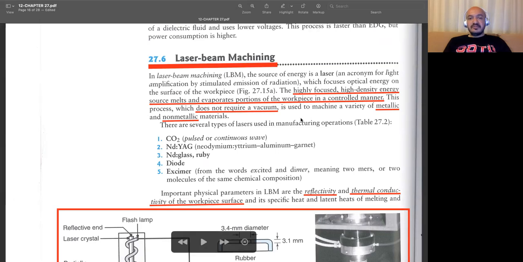And in this process, we don't need a special environment. We don't need a vacuum environment. And this can be done on metal parts and non-metal parts, so it's a flexible process. We may be using different types of lasers like carbon dioxide, neodymium, yttrium type of lasers, or diode, or even fiber laser can be used in this process.